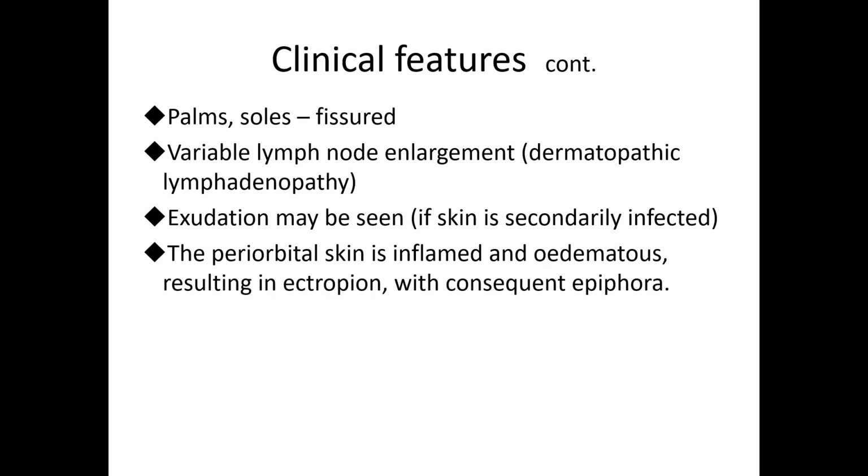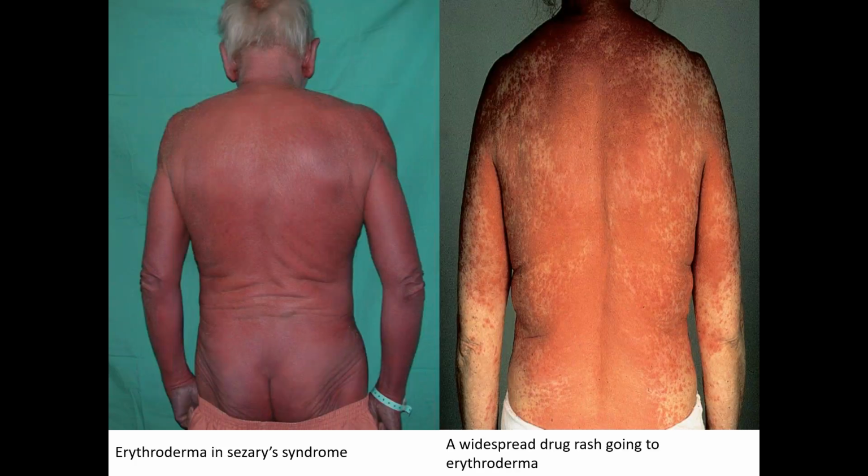You may have variable lymph node enlargement, that is dermatopathic lymphadenopathy. Exudation may be seen. Periorbital skin is inflamed and edematous, resulting in ectropion, and with consequent epiphora also.